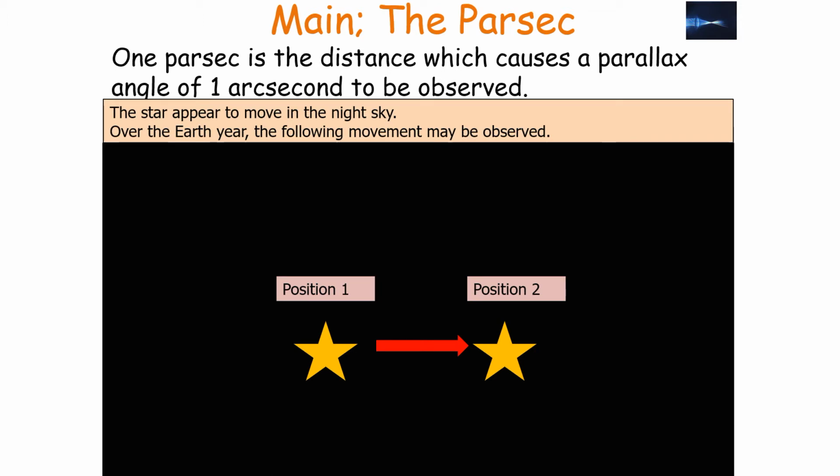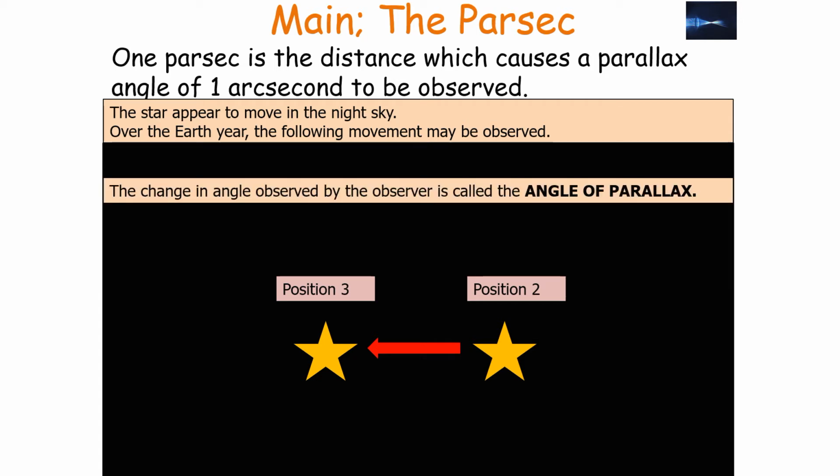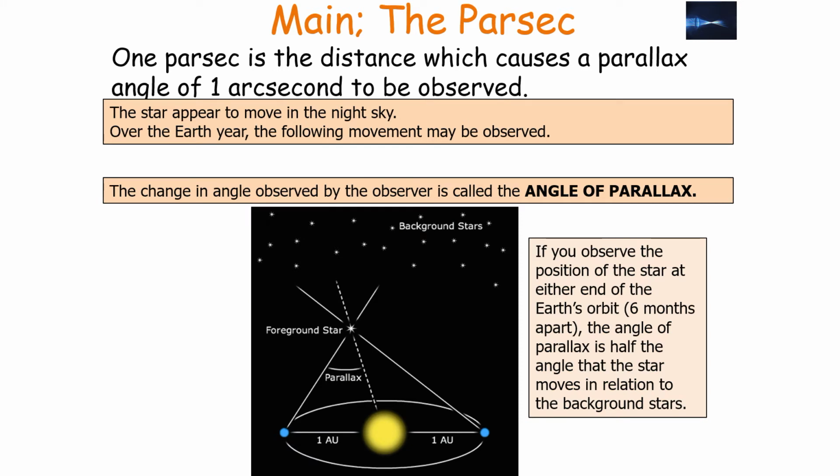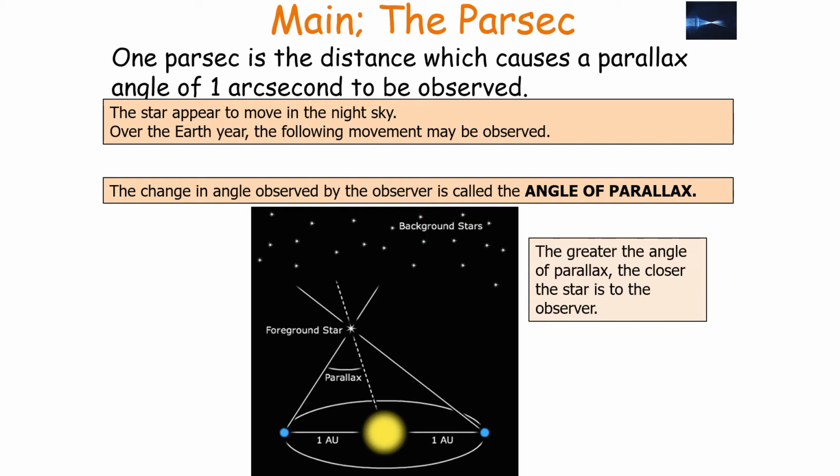So over the year, the following movement is observed. The star will go from position 1 to position 2, then back from position 2 to position 3 again. Now the change in angle observed by the observer is called the angle of parallax. So if you observe the position of the star at either end of the Earth's orbit 6 months apart, the angle of parallax is half the angle that the star moves in relation to the background stars. The greater the angle of parallax, the closer the star is to the observer.